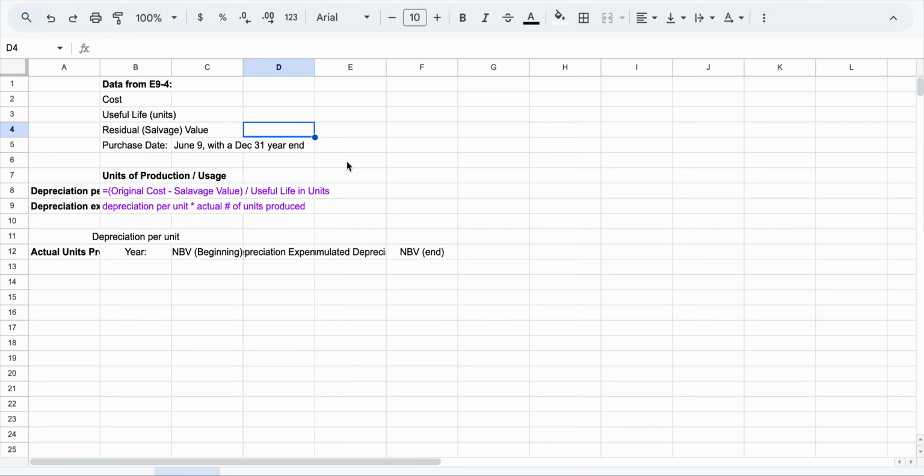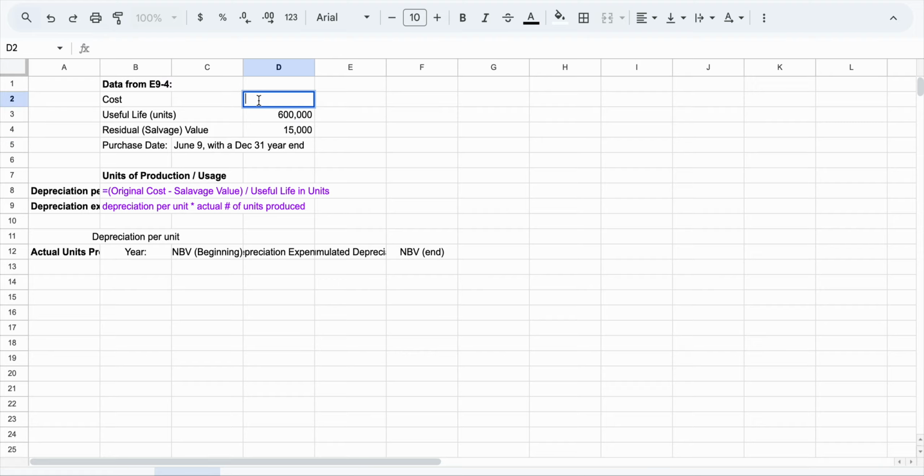Let's get into it. Okay, so this is E94 and we're going to be looking at the depreciation of equipment based on units produced over its useful life. In the question it mentions that the useful life is 600,000 units. Let me just copy and paste it. And its residual value after the production of that many units is 15,000.